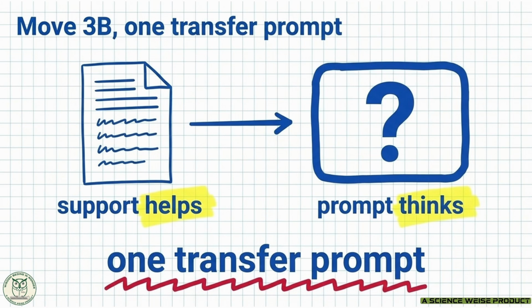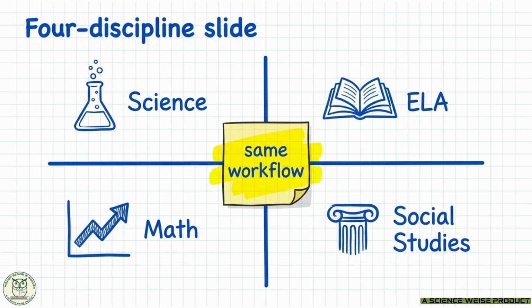And again, if this goes sideways, the problem is usually over scaffolding. You made the support so supportive that the thinking disappears. Helpful support is not the same as easier thinking. A social studies teacher could do the same thing with primary sources.